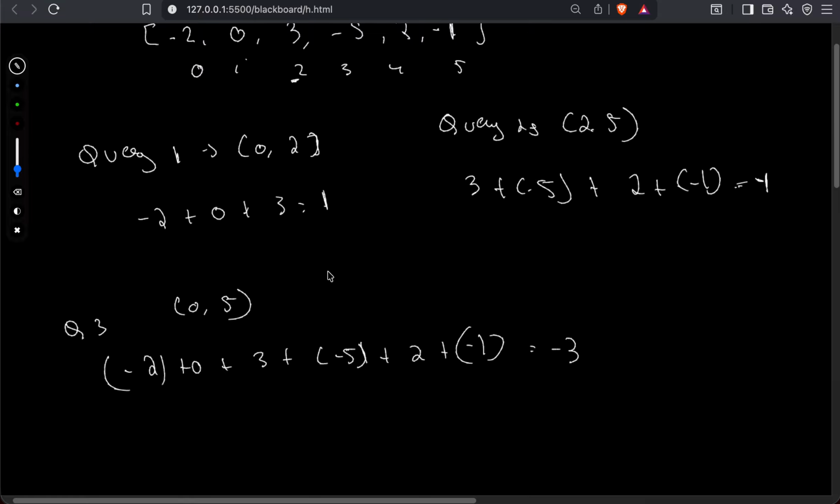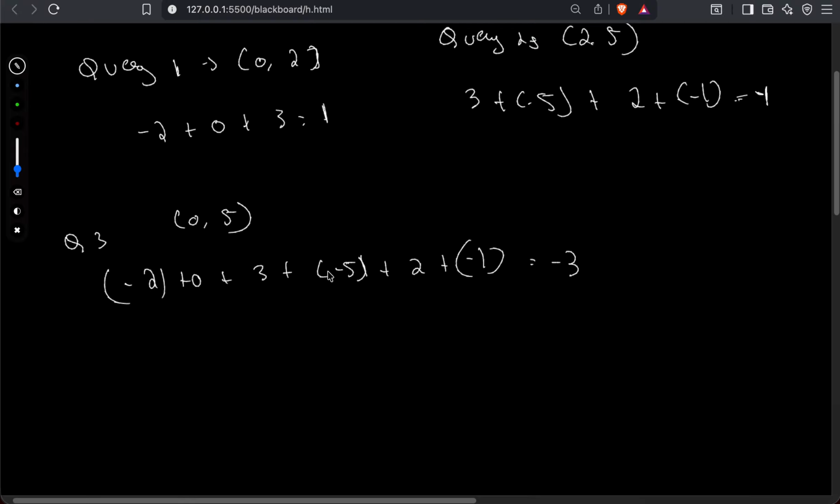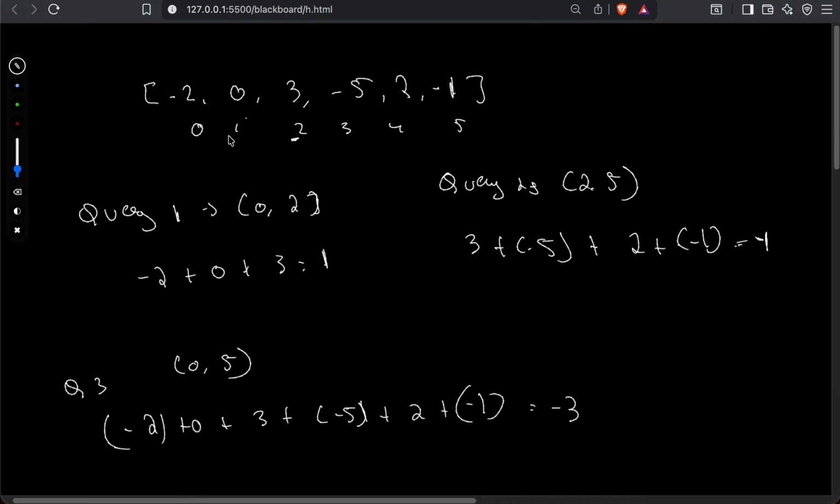Do you understand? Let me explain with one more example. The problem gives us an array of numbers and many queries, like query 1, query 2, query 3. Each query asks what is the sum between index i and index j. So this is index i and this is index j. Is this clear?